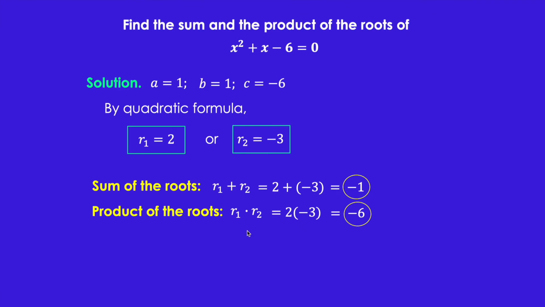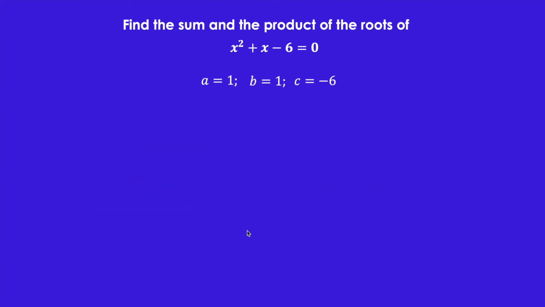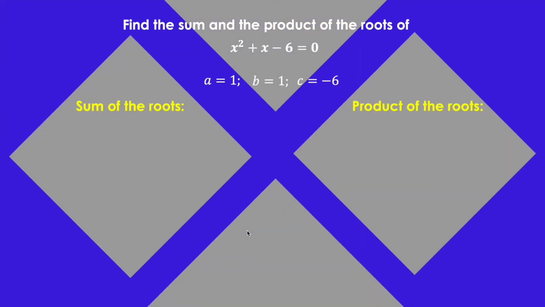Now, let us try to use the formula we had earlier. The sum of the roots, r sub 1 plus r sub 2, is simply negative b over a. Here, our b is positive 1 and our a is also positive 1. By directly substituting those values, we have negative 1 over 1, and that is negative 1.